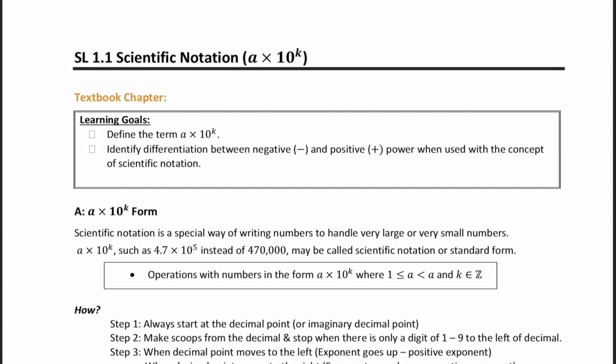In this video, we will be discussing scientific notation. Scientific notation is the first topic that we learn in the IB Diploma Mathematics Analysis and Approaches class. This is section 1.1 of topic number 1 of your math class.